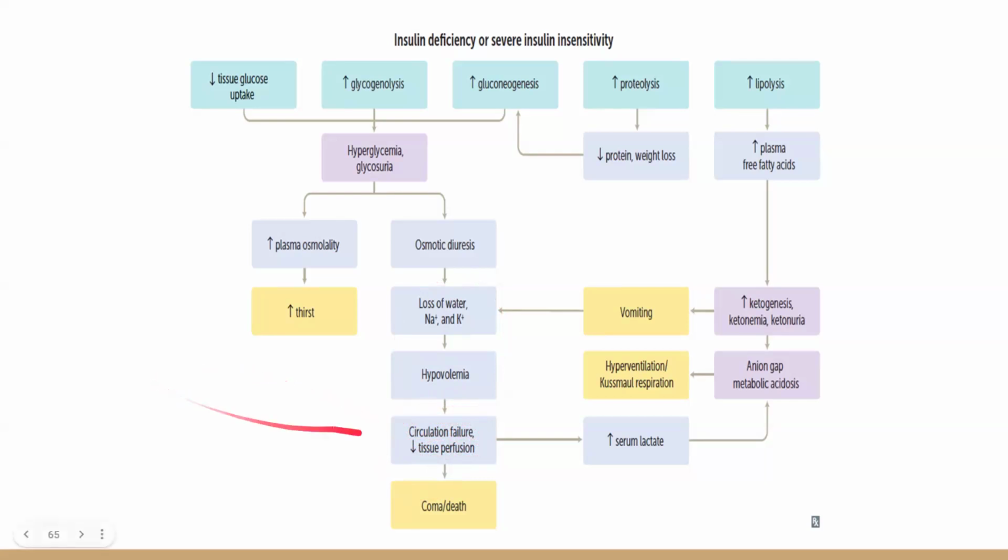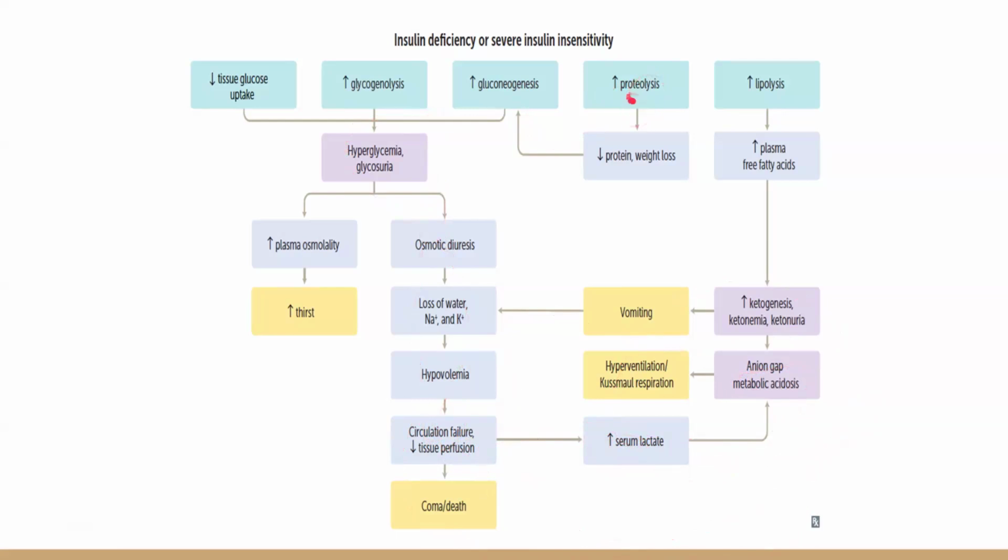When you don't have proper tissue perfusion, then what happens? What does happen? What happens then? Okay, you have anaerobic respiration, right? So pyruvic acid will be converted to lactic acid. So you have increased serum lactate. This will cause an anion gap and metabolic acidosis. Okay, I'll get back to these in a second. Okay, let's go back up here. Okay, let's go here.